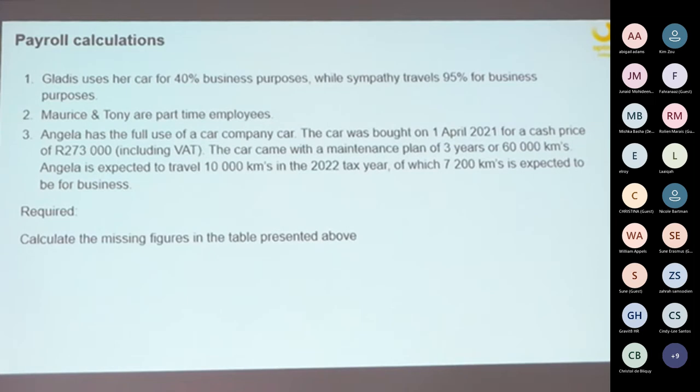Angela has the full use of the company car. Great. Good for her. The car was bought on 1 April 2021 for a cash price of 273,000 rand, including VAT. Great stuff. That's the cost of the car. We don't have to worry about that because it already includes that. The car came with a maintenance plan of 3 years, 60,000 kilometers. Why is that important? Yeah, you're right. Why is that important? Guys, why didn't they tell me that part of the information? And what does that mean? The car has a maintenance plan. What does that mean? Why is that important?